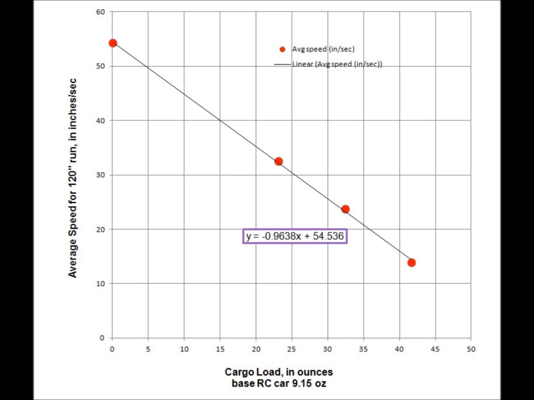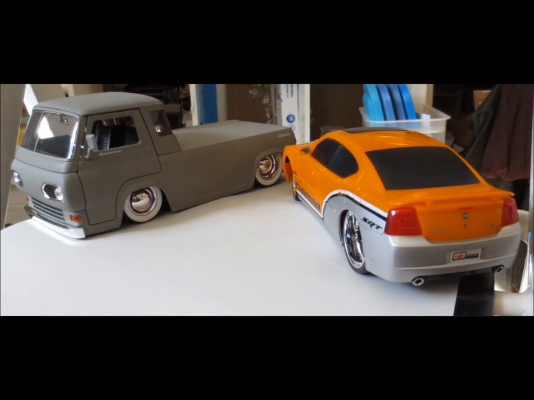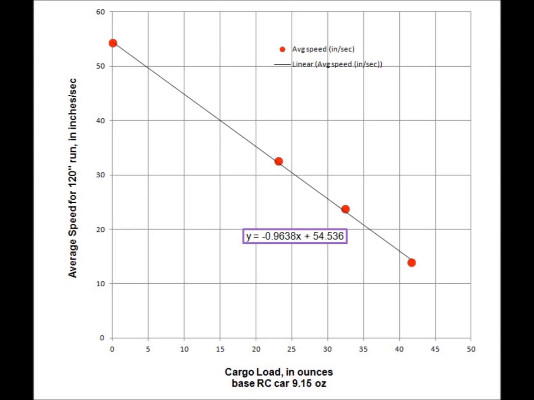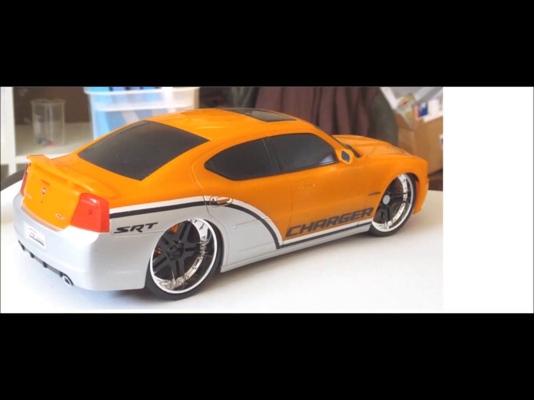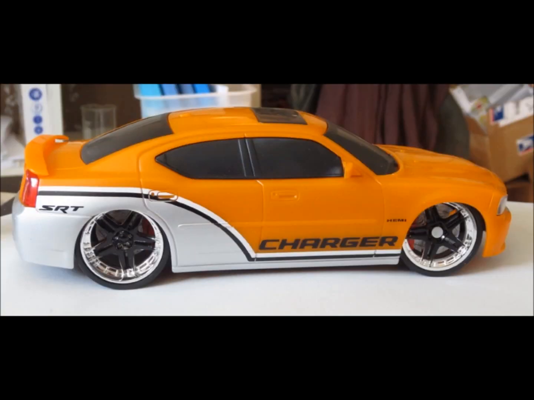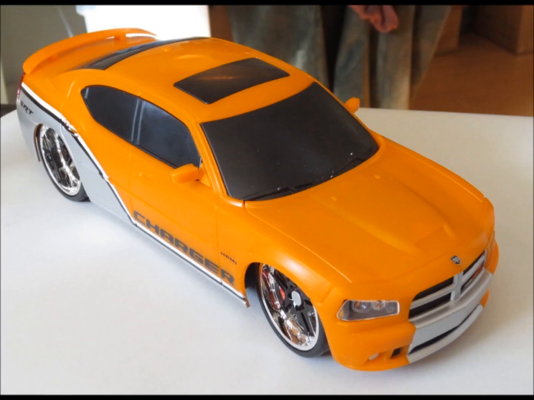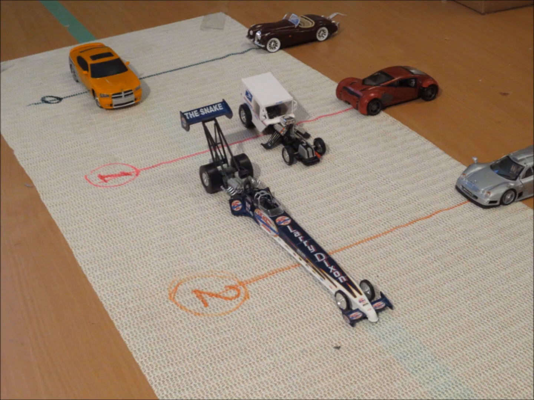The 1/20th scale car, with no cargo weight added, had an average speed of 54.5 inches per second over a 120-inch run from a standing start, and had a top speed of about 65.65 inches per second. To scale, a 1/20th RC car going 65 inches per second is equivalent to 74.6 miles per hour for a full-scale car, and that's obtained in just over 1 second.